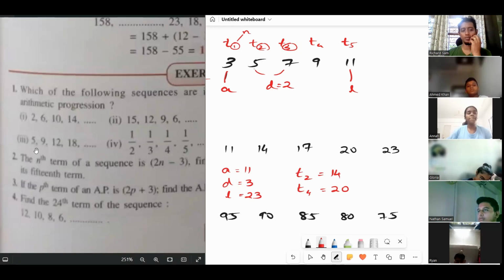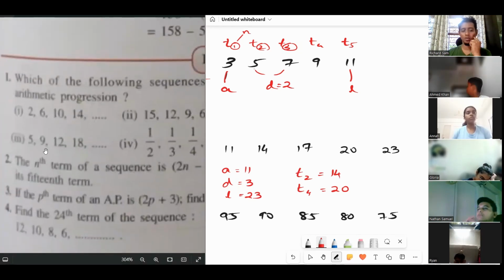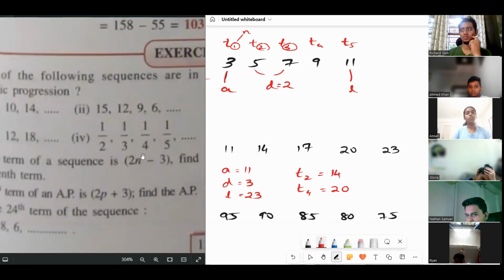Next one. No, it's not an AP. Difference is four. Difference is not common. It's changing every time. So this is not an AP. Clear, Aman? All right. Fourth one.